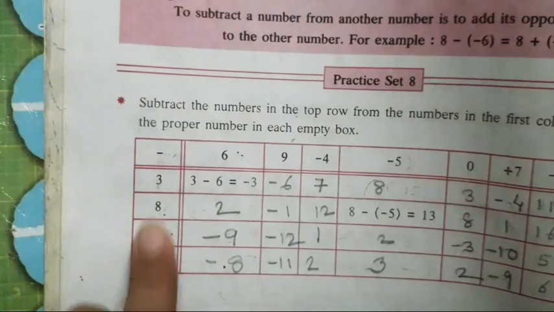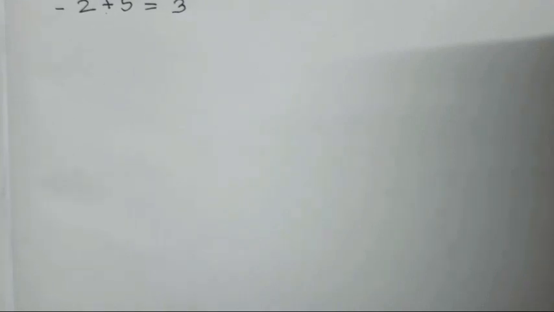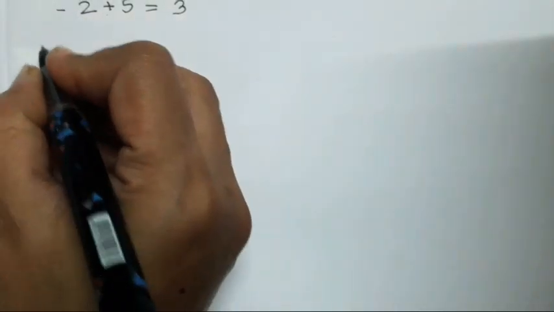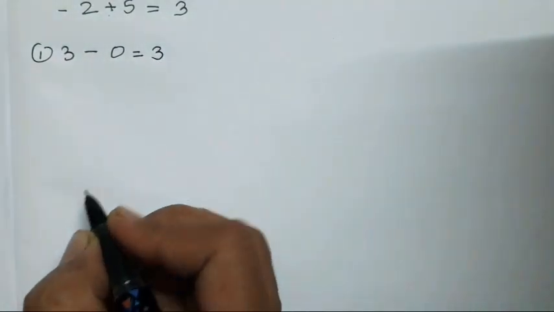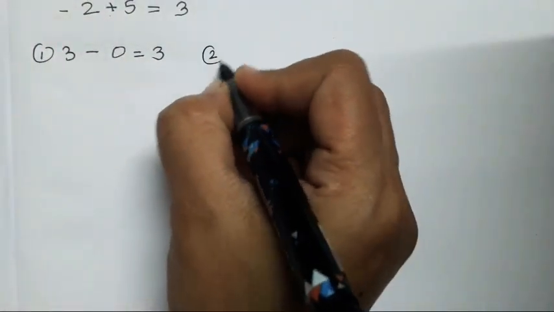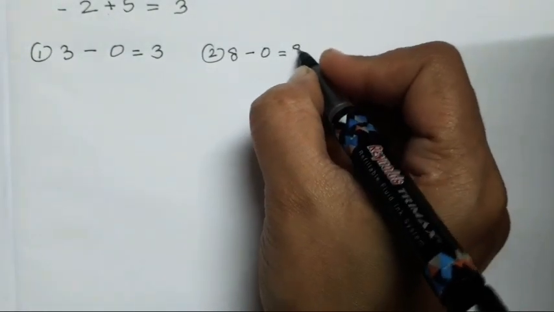We have to use these numbers along with 0. So many of you are making mistakes in solving these sums only because of the bracket thing. You are getting confused with the steps. So first is going to be 3 minus 0. So the answer is directly going to be 3, isn't it? Second one is going to be 8 minus 0. So the answer is going to be 8.